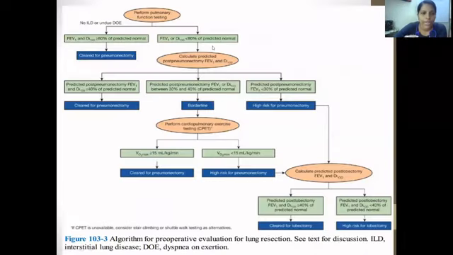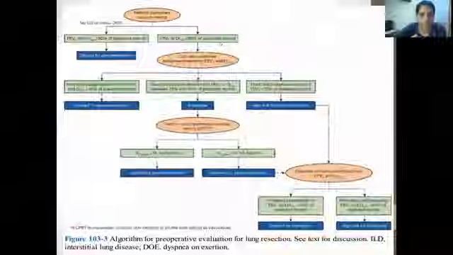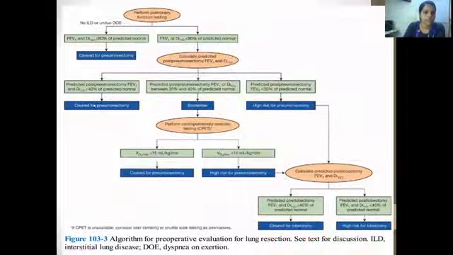If the FEV1 and the DLCO are more than 80% of predicted, with no history of ILD or dyspnea on exertion, we can clear for pneumonectomy. If the FEV1 or the DLCO is less than 80% of predicted, we have to calculate the PPOs for FEV1 and DLCO. If the PPOs of FEV1 and DLCO are more than 40% of predicted, we can clear for pneumonectomy.